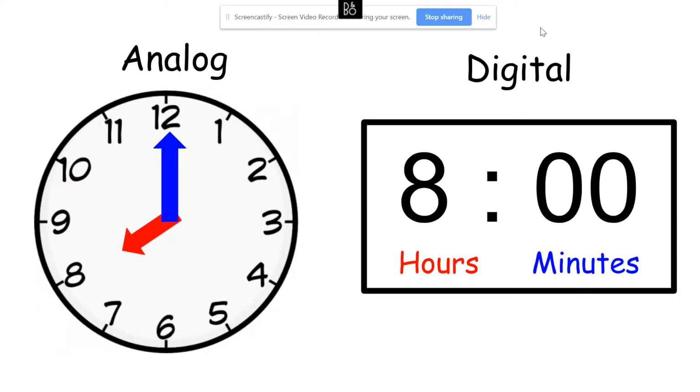In our world, we have two different types of clocks that we use to tell or measure time. One type is called an analog clock. Say analog clock. Awesome job! Another type of clock that we use is called a digital clock. Say digital clock. Great job! Let's explore what each type is all about.